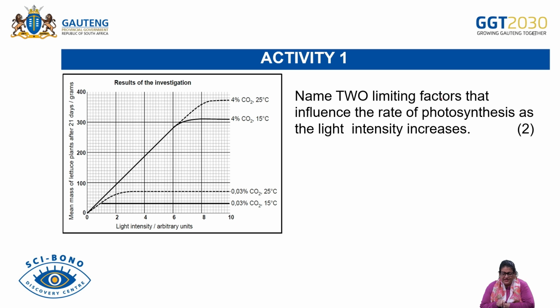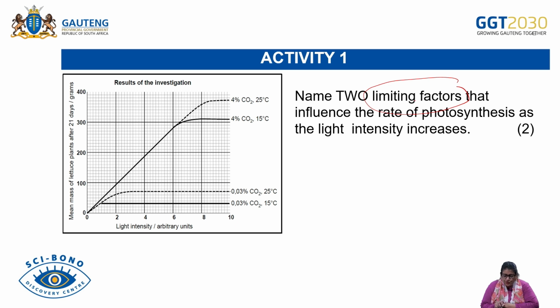Name 2 limiting factors that influence the rate of photosynthesis as the light intensity increases. Now, children, this is a very important point, because we are not only looking at one factor that controls photosynthesis, we are looking at 3. Light intensity, CO2, and temperature.